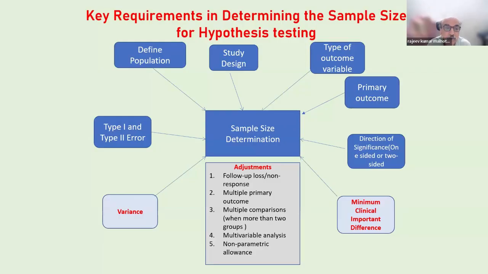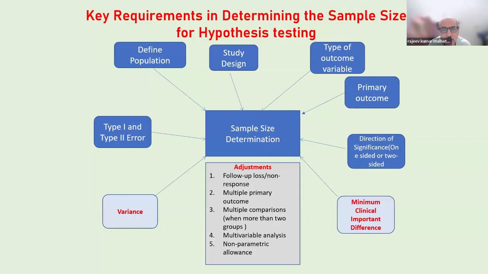Then there are type 1 error and type 2 error. You are committing two types of error. I will explain in the next slide by taking one example. In hypothesis testing, type 1 error is related to your null hypothesis, and type 2 error is related to your alternative hypothesis. After these values are fixed, type 1 error is 5%, and for type 2 error we take 20%, which means power is 80%.